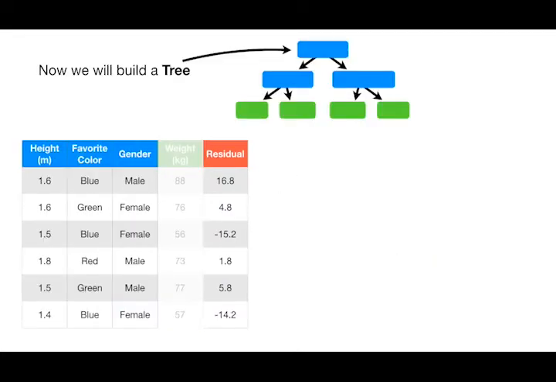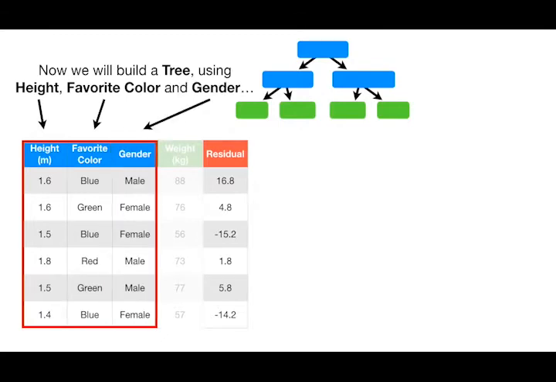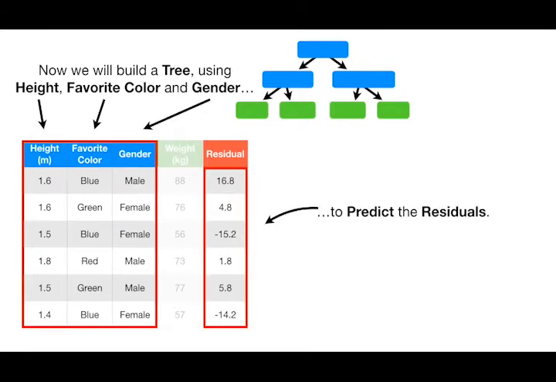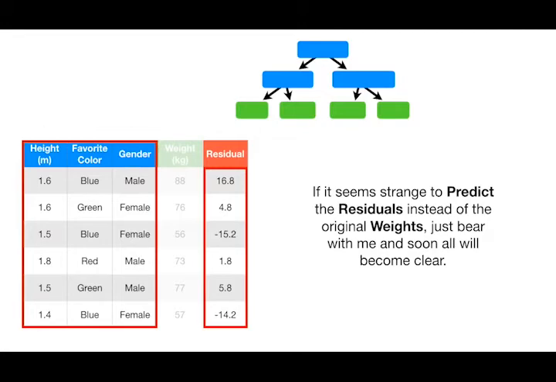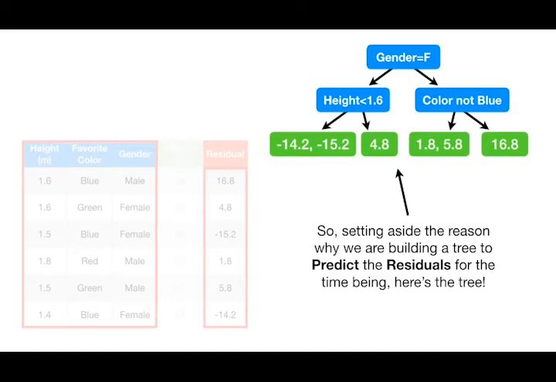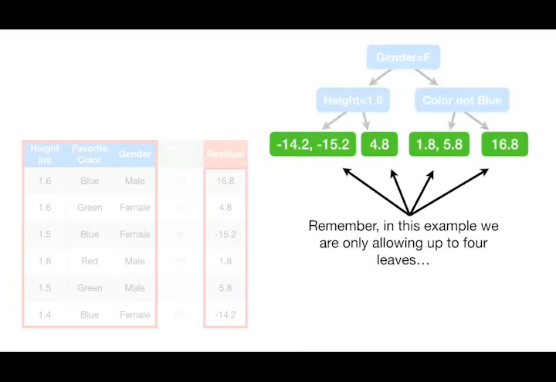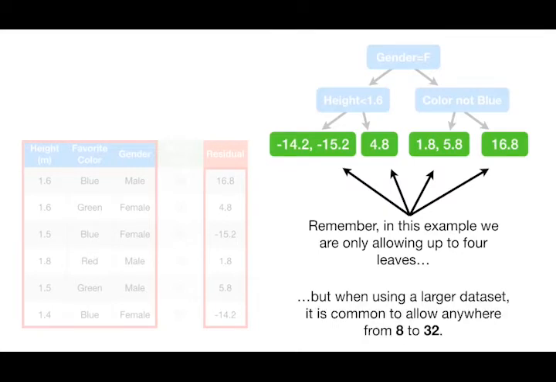Now we will build a tree using height, favorite color, and gender to predict the residuals. If it seems strange to predict the residuals instead of the original weights, just bear with me and soon all will become clear. So, setting aside the reason why we are building a tree to predict the residuals for the time being, here's the tree. Remember, in this example, we are only allowing up to 4 leaves. But when using a larger data set, it is common to allow anywhere from 8 to 32.